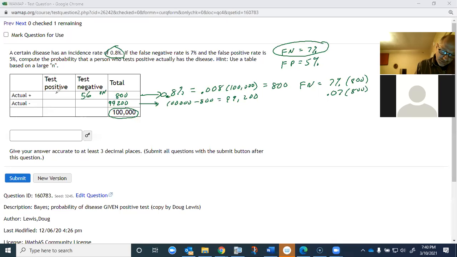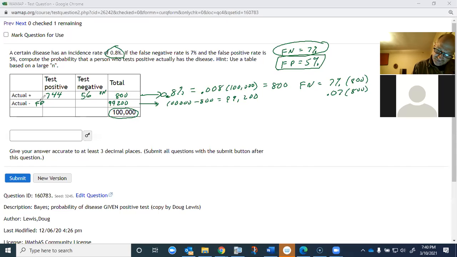And now how do we find the positive there? The positive, that is 800 minus 56, right? And that would be 744. Do a simple subtraction there. And now we have 99,200 in this row. We want to fill in this row. Now, this gave us, if you remember, the false positive. That was over here. They tested positive. This is my false positive box right here.